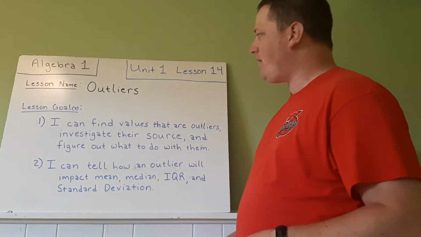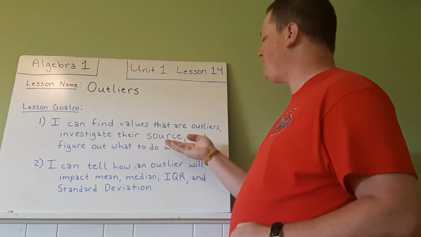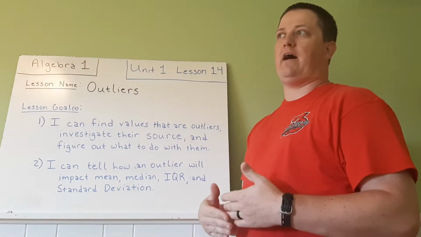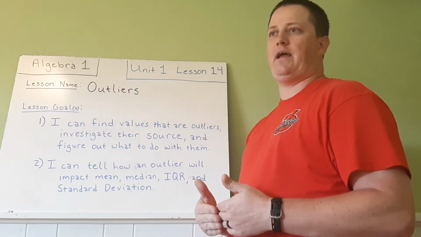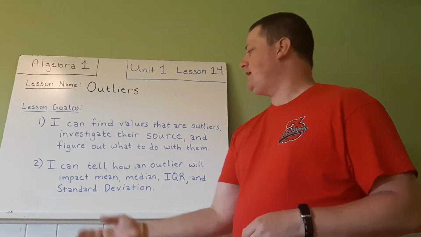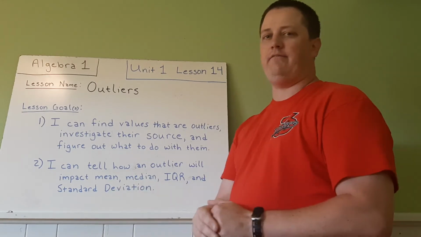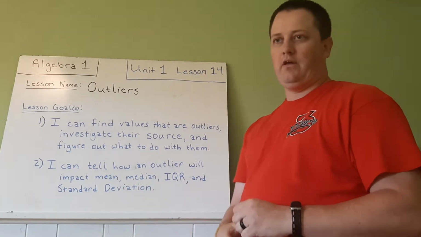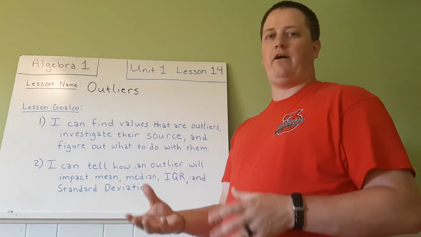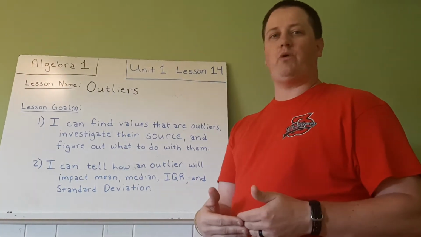So our lesson goals are: I can find values that are outliers, investigate their source, and figure out what to do with them. Sometimes we actually take outliers out of the problem based off of how they manipulate the situation. I can tell how an outlier will impact mean, median, IQR, and standard deviation. Of these four things, two of them are impacted a lot by the outliers, and two of them are impacted a little bit less. So we want to know which ones are which.